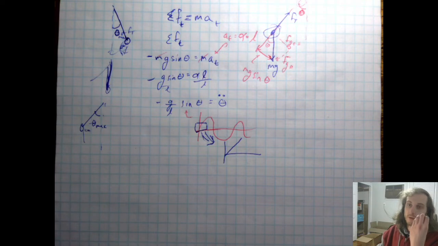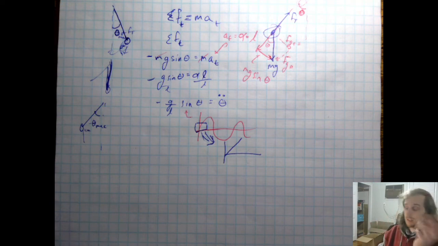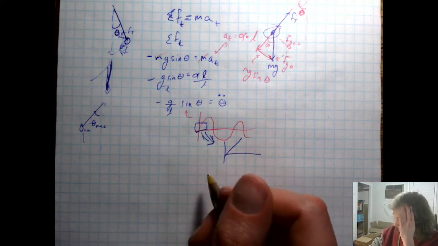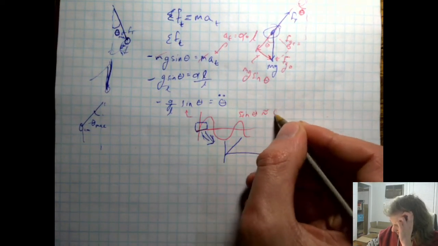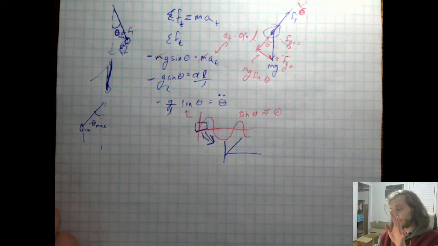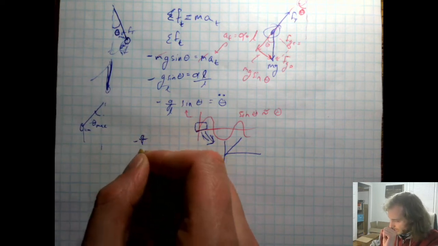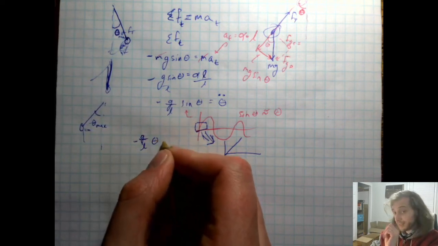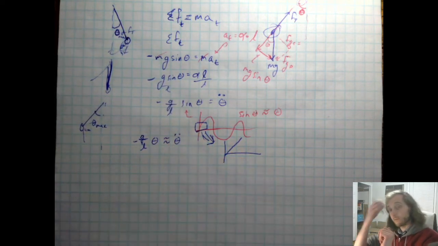But for radians, when you're going up to about pi over 6, pi over 12, then for around up to about pi over 12, you'll get decent numbers for this. So what that means is that our sine of theta is going to be really close to being equal to just theta. So now what we can say is that negative g over L times theta is basically the same thing as the second time derivative of theta.